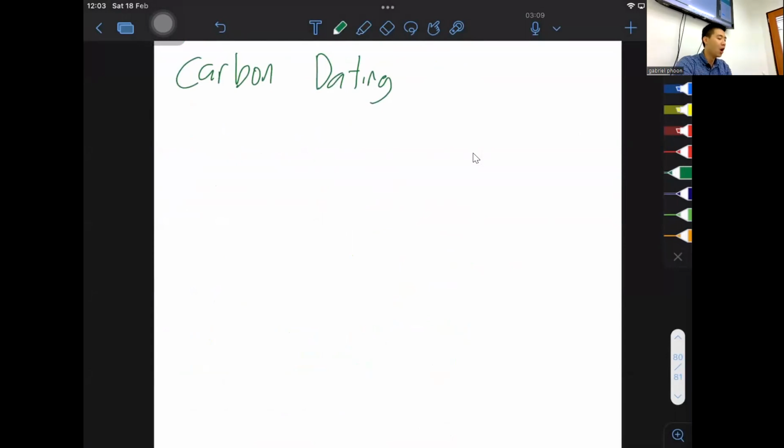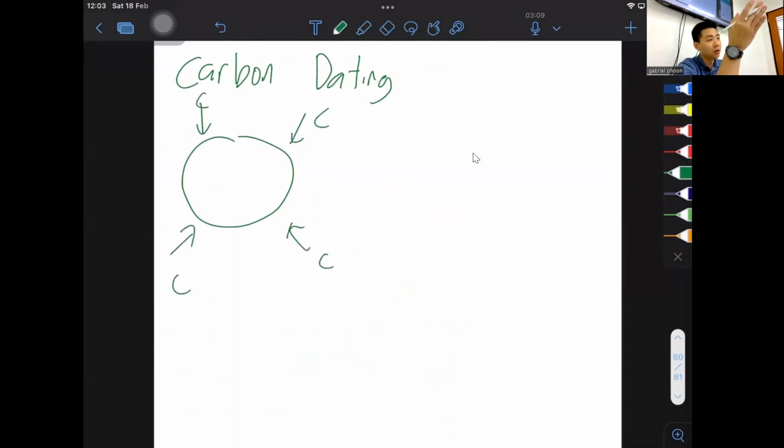And I said just now that when you are alive, you keep absorbing carbon-14, carbon-14, carbon-14, until the day you die, when you stop absorbing carbon-14. So until the day you die, you usually have 100% of the carbon in your body. Then this carbon is going to start to decay away because you stop absorbing it. And this carbon has something known as a half-life.